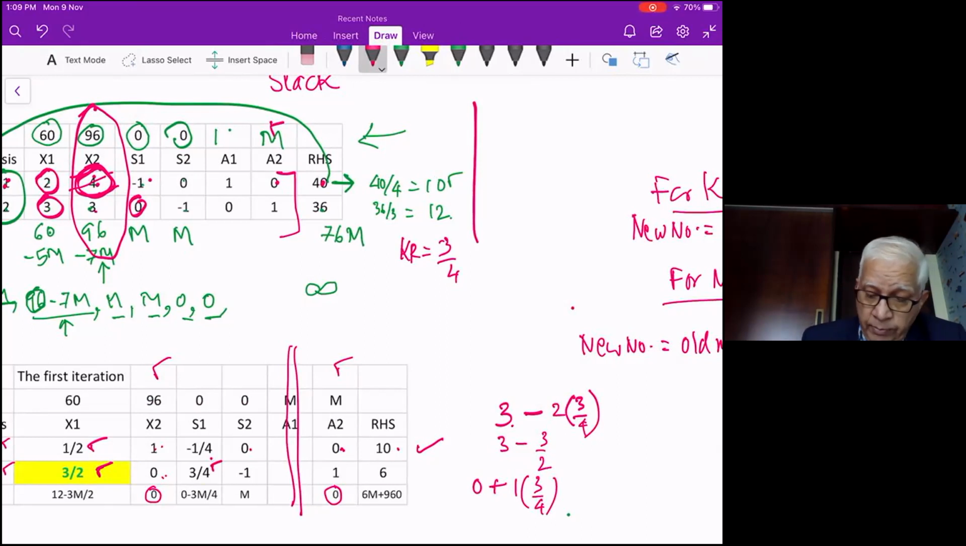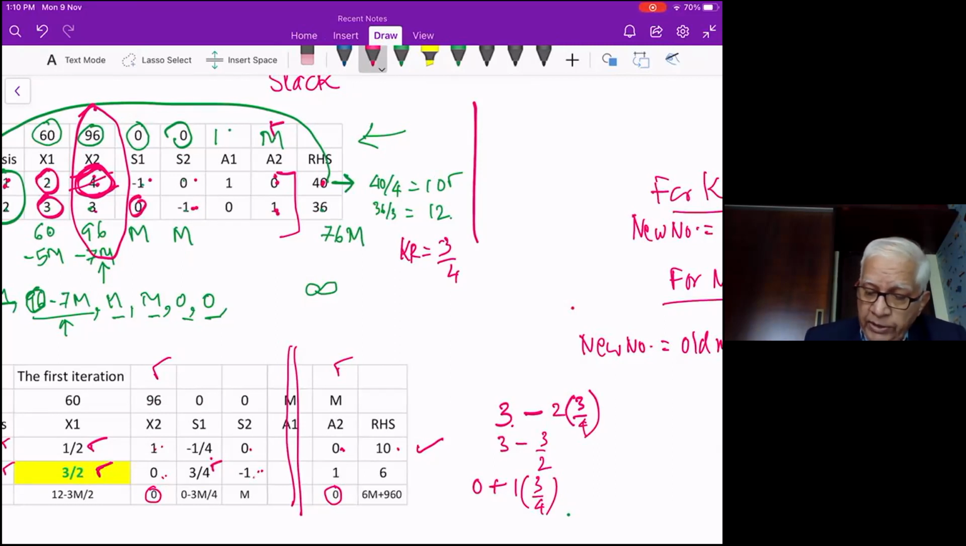Now this number, minus 1, I am calculating. How do I calculate minus 1? Old number is minus 1, minus corresponding number in the key row, which is 0, into key ratio. So minus 1 will remain as minus 1. This will also remain 1, 0 as identity matrix column, as we have already said.